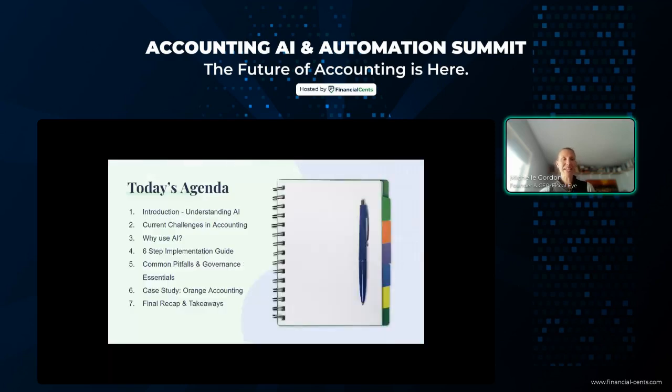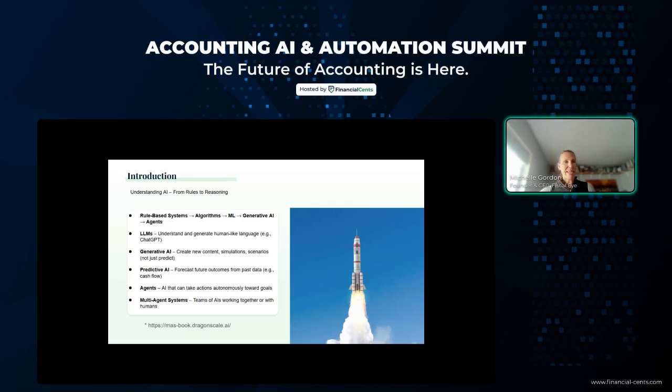So here is today's agenda. We are going to start off with introduction, so understanding what AI is, because there's definitely lots of different types of AI, and people believe a lot of different things about it. So we're going to talk about some common terms and then some challenges that we currently see in accounting, and why we might want to use AI for accounting. Then we'll discuss my 6 steps implementation guide, followed by common pitfalls and governance essentials. And then we'll do a case study, and then we'll do a final wrap up and takeaways. Let's get into the nitty gritty.